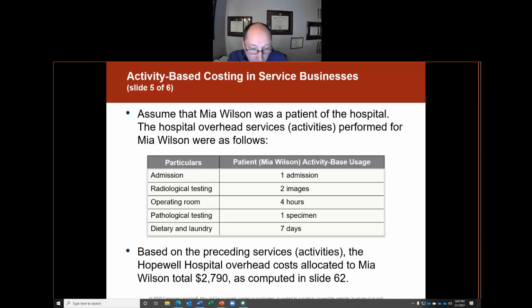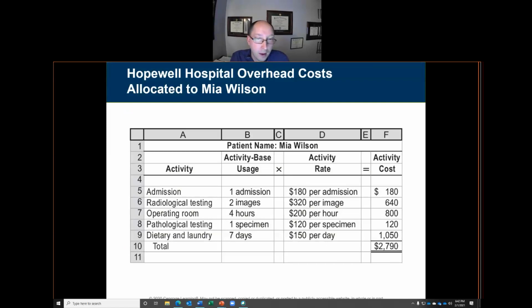We allocated a total overhead cost for that patient of $2,790. How did we get there, you might ask? Admission was $180. Imaging was $320 per image, 2 images at $640. Operating room, the patient was in the operating room for 4 hours at $200 per hour. That's $800. 1 specimen cost is $120. Patient was in the hospital for 7 days for dietary and laundry. That's $150 per day. That's $1,050.